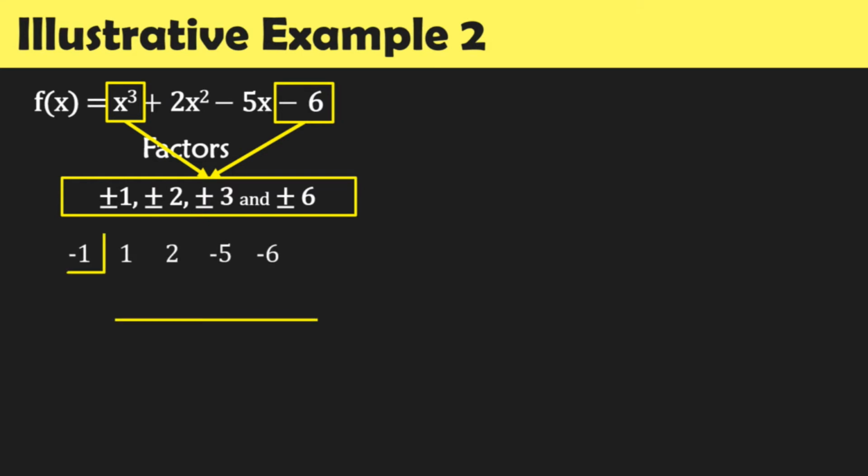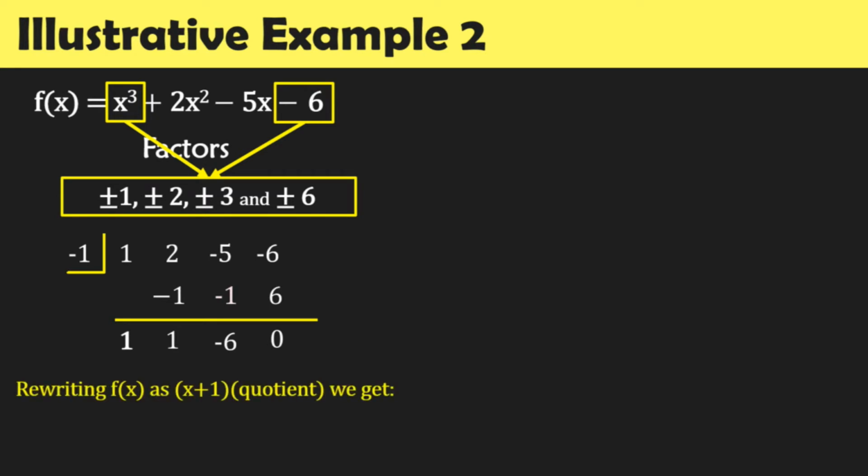Negative 1 divided by 1, 2, negative 5, and negative 6. Bring down 1. 1 multiplied by negative 1, we get negative 1. Just add 2 plus negative 1 will give us positive 1. Just continue the process until we get to 0. Now, we can rewrite f of x as x plus 1 times the quotient, and we get the quantity of x plus 1 times the quantity of x squared plus x minus 6. At this time, our quadratic polynomial function is factorable.